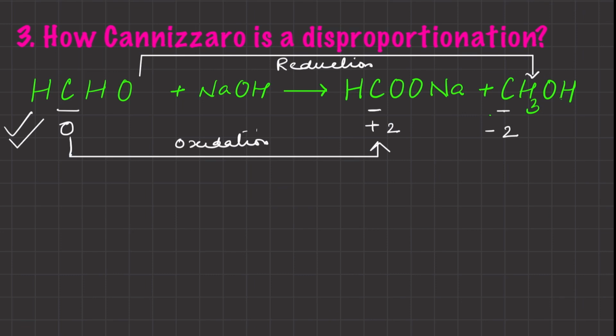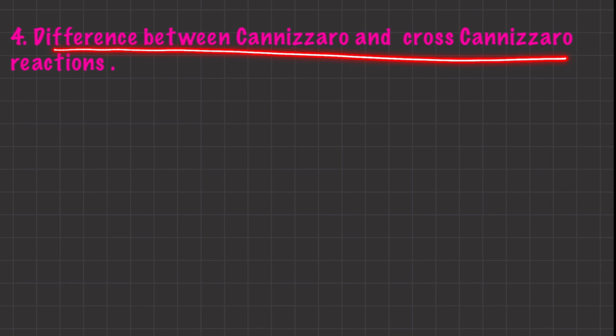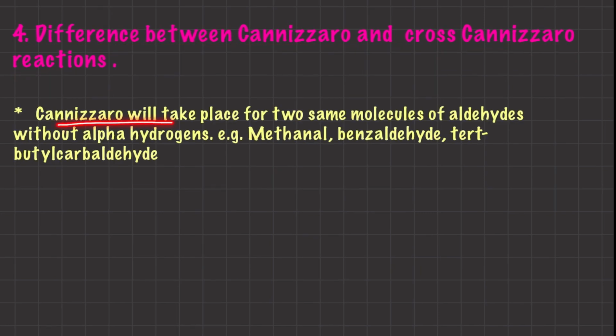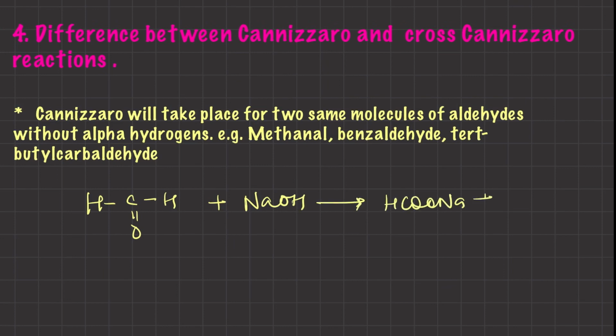Difference between Cannizzaro and cross Cannizzaro reaction. If you remember the last video where I had taken up aldol and cross aldol, this is very similar. Cannizzaro will take place for two same molecules of aldehyde without alpha hydrogen: methanal, benzaldehyde, tert-butyl carbaldehyde. So I take an example. I take methanal, I take alkali, and what we get, as we've just done before, is sodium formate and methanol. This is nothing but self Cannizzaro. Here this same molecule is getting oxidized and reduced.